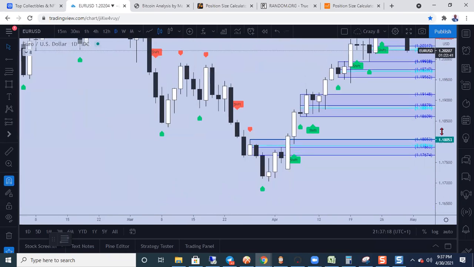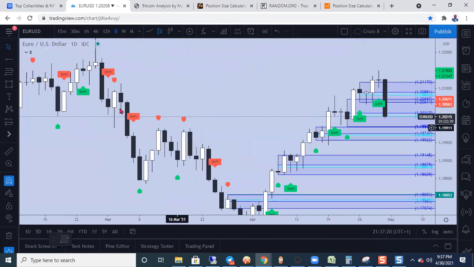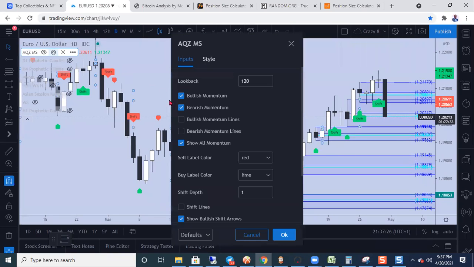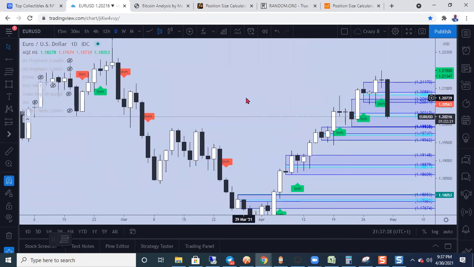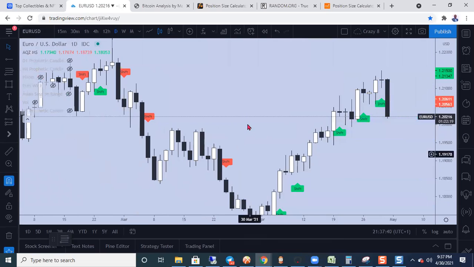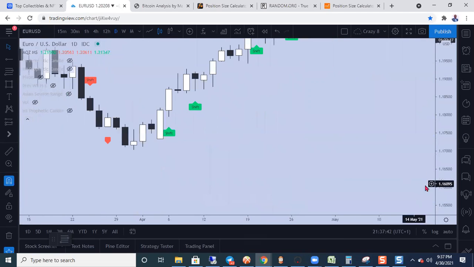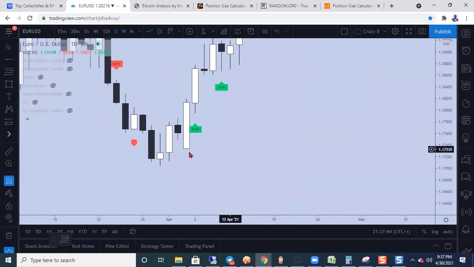All right, so if you've seen me use the momentum shift before, this is too noisy for me. So traditionally, I would tick off this show all momentum button, tick it off, and then I have just my shifts. All right, I have just my shift. And how do we use this?